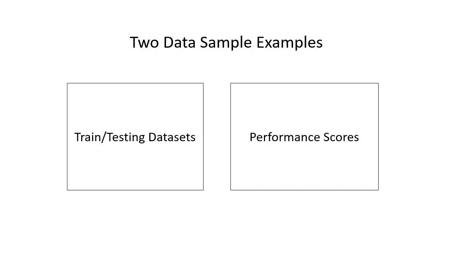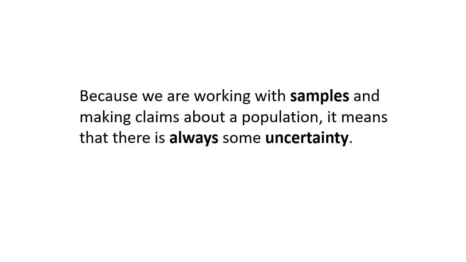Two clear examples of this include the training sample must be representative of the population of observations so we can fit a useful model. Secondly, the test sample must be representative of the population of observations so that we can develop an unbiased calculation of the model skill. Because we are always working with samples and making claims about a population, it means that there is always some uncertainty, and it's really important to understand and then report that uncertainty.